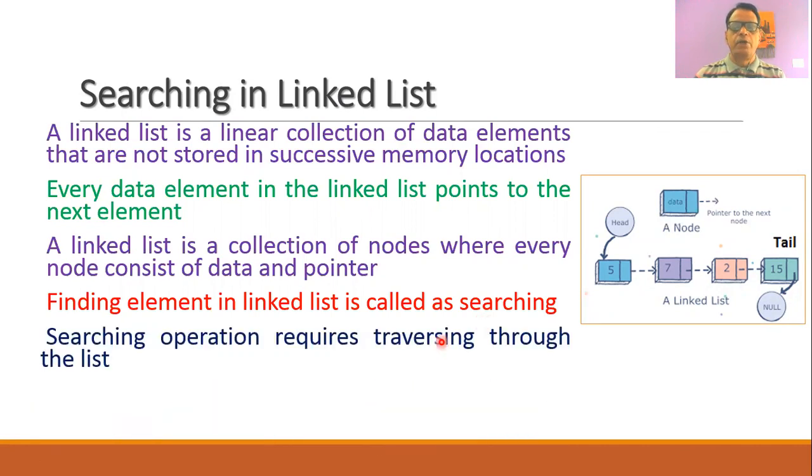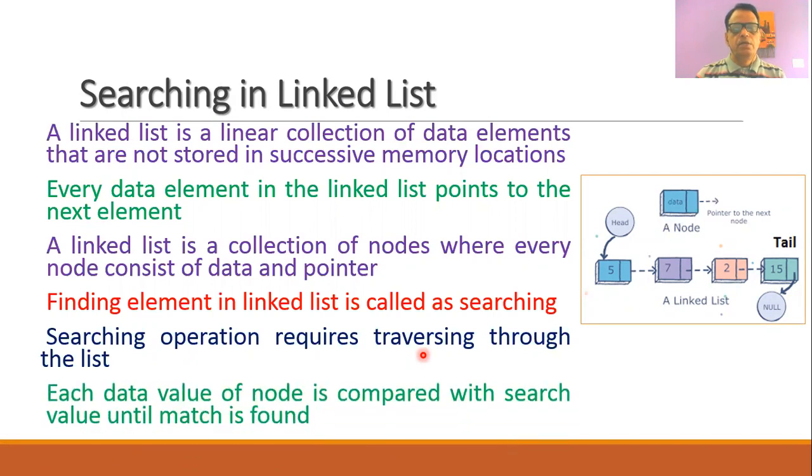So the searching operation will require traversing the linked list, because in order to find whether the element is present or not, it is necessary to compare the value of the search element with the data value of each and every node. So whenever we want to perform searching in the linked list, we need to visit each and every element of the linked list. The data value of each node is compared with the search value, and this process will go on until the match is found or we reach the end of the list.